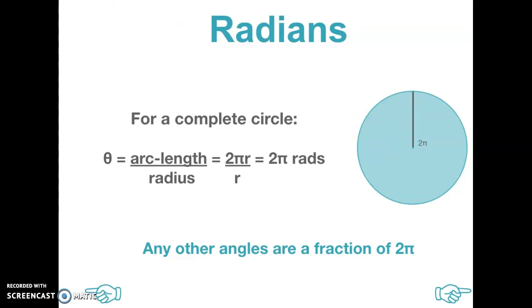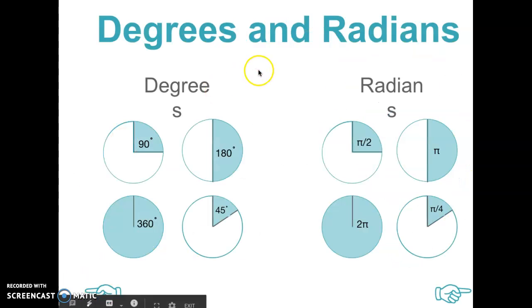This gives us a really good starting point to then define any other fraction of a circle. Always starting with 2 pi as an entire circle. Okay, so we can have a look at 90 degrees, pi over 2, 180, pi, 360, 2 pi. And then 45 degrees, if we think about 90 as being pi over 2, half of that would be pi over 4. Okay, so is that clear? I hope so. Have a look at these diagrams and make sure that they make sense. Pause the video if necessary.